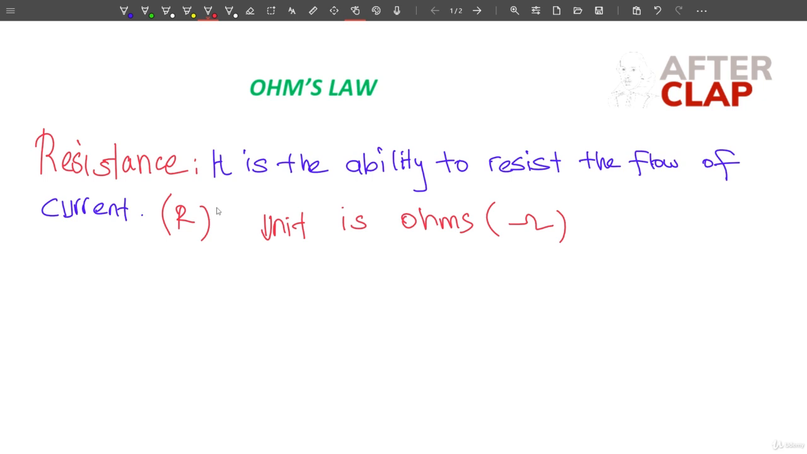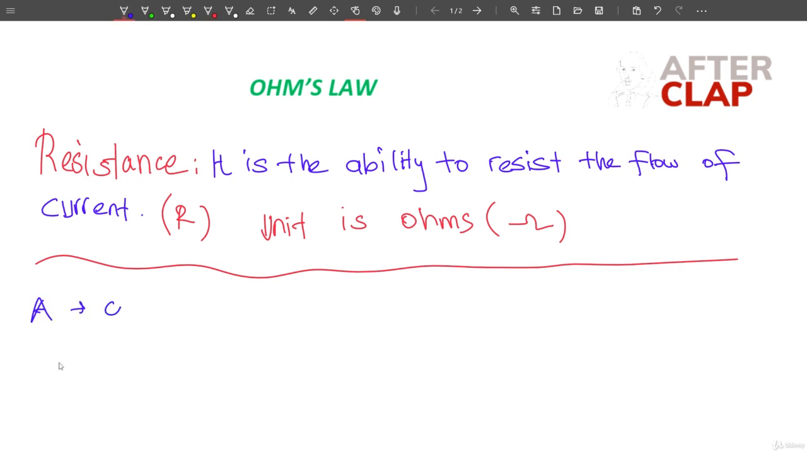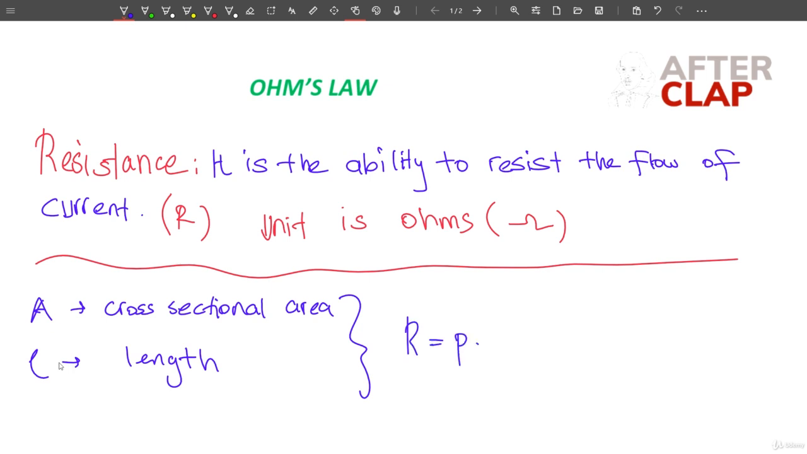The resistance of any material with a uniform cross-sectional area A and the length L. Let me write it in here. A is the cross-sectional area and L is the length. In that case, the resistance of any material will be R is equal to ρ times L over A.